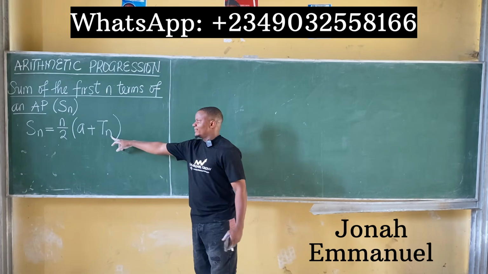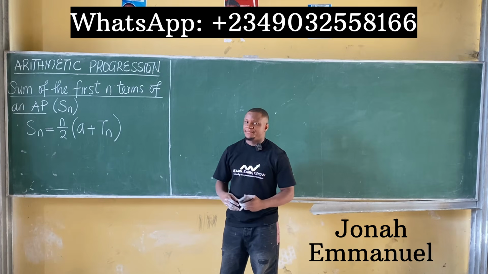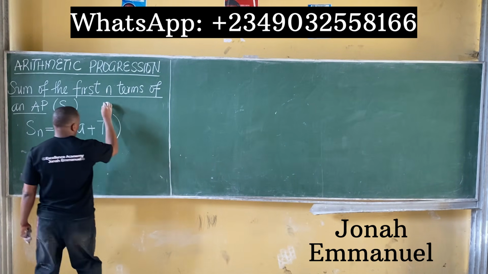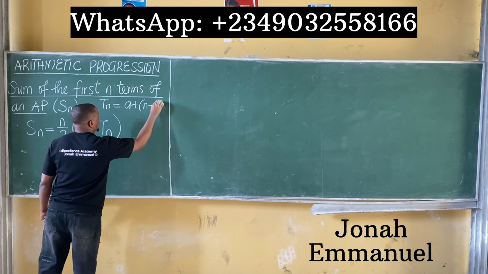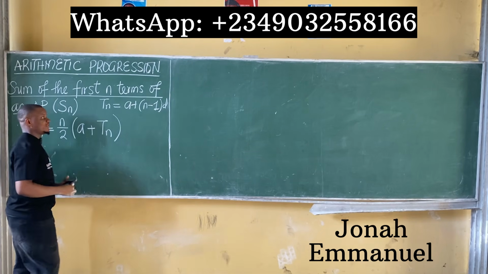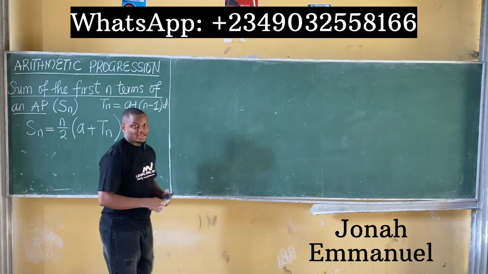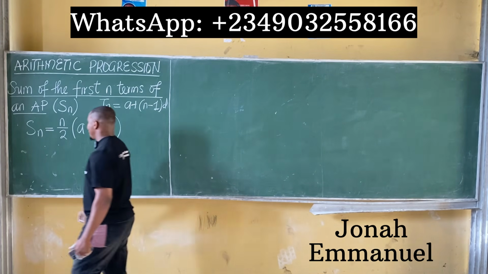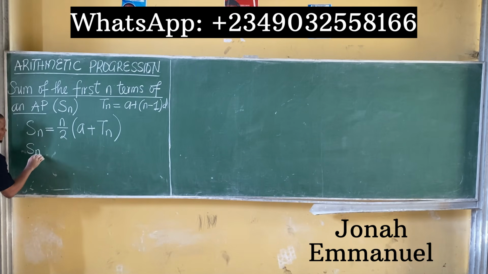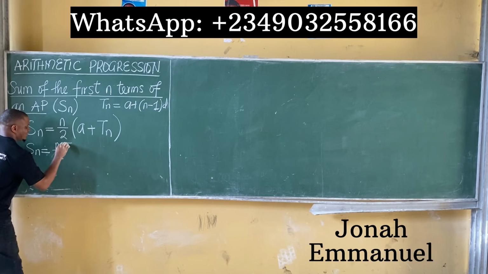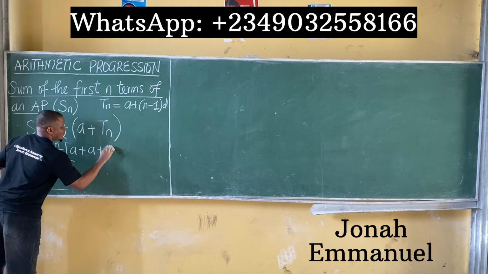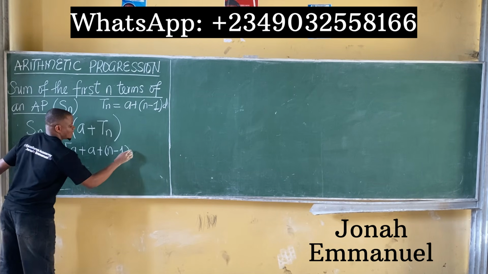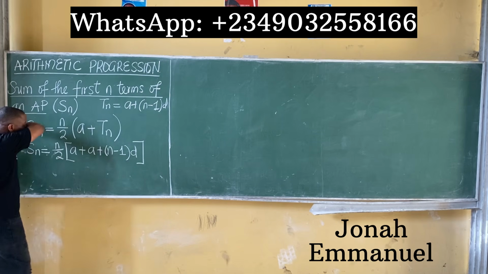Recall that we talked about the concept of Tn, the nth term of an AP, earlier, where we said Tn is equal to a plus (n minus 1)d. We talked about this in our previous class on arithmetic progression. Now let's put this value in. Sn, the sum of n terms of an AP, is n over 2 into a plus Tn, and Tn is a plus (n minus 1) into d.